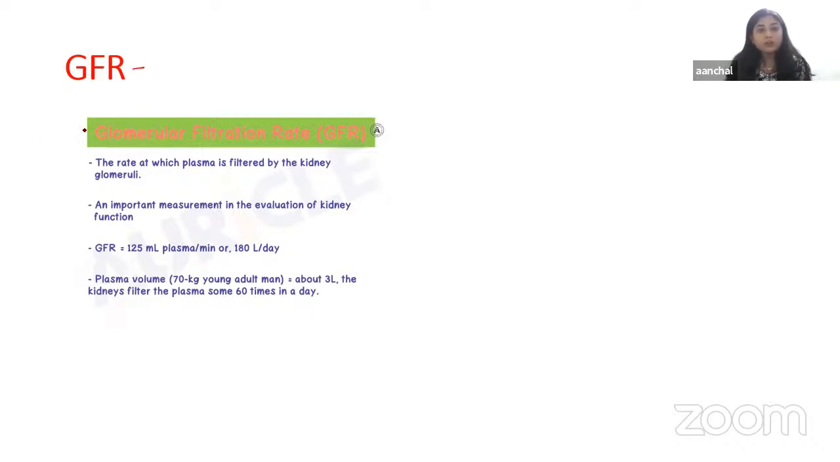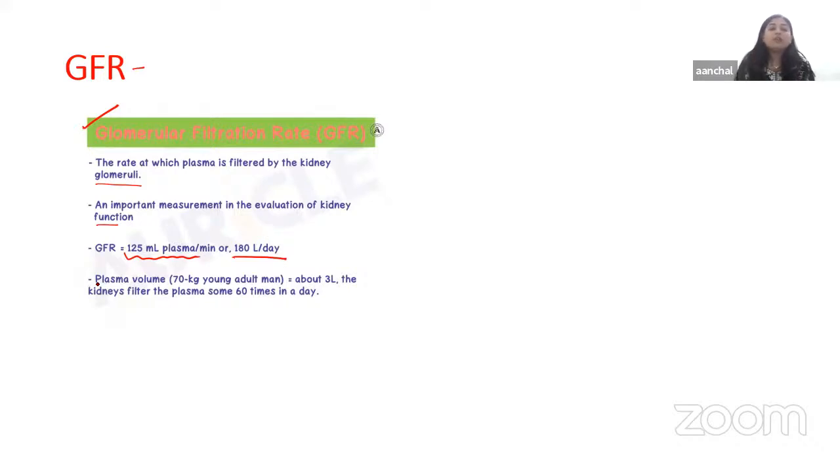GFR stands for glomerular filtration rate. So what is GFR? GFR is the rate at which plasma is filtered by the glomeruli, and it is an important measurement in the evaluation of kidney function. The normal range of GFR is 125 ml of plasma per minute, or 180 liters per day.